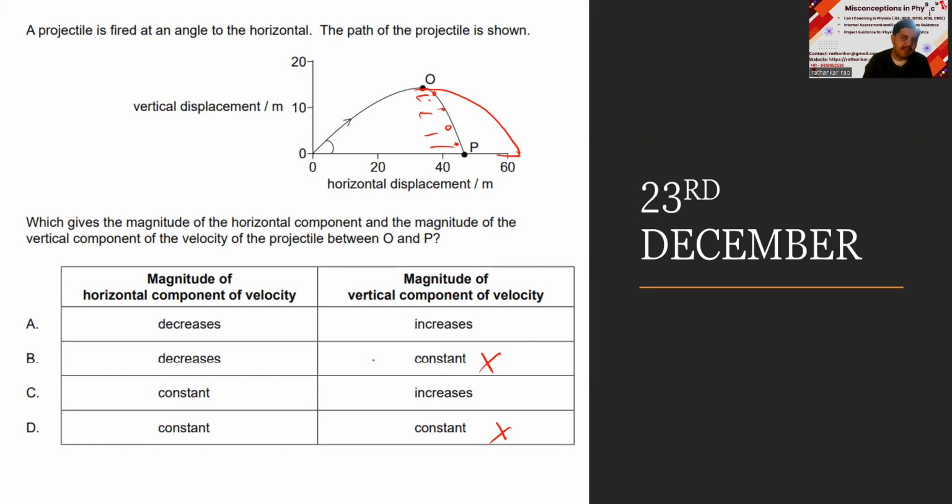Now, what will happen to the horizontal component? Horizontal velocity. If it had gone like this, good, horizontal velocity remains constant. But unfortunately, it did not go like this. So, horizontal velocity has decreased over here. So, this is also incorrect. So, A is the right answer.